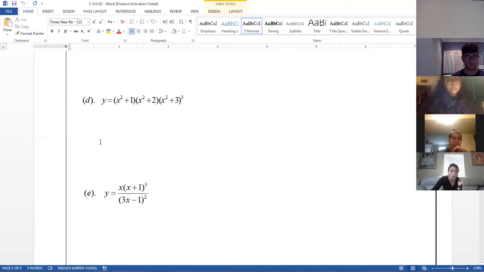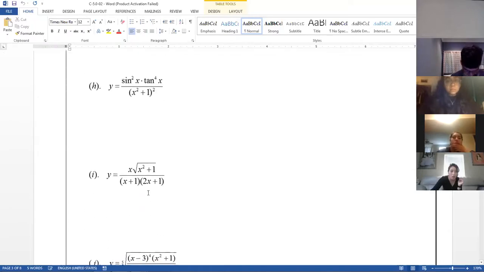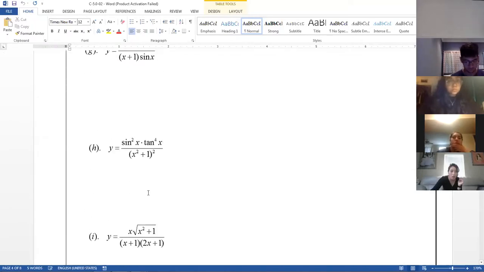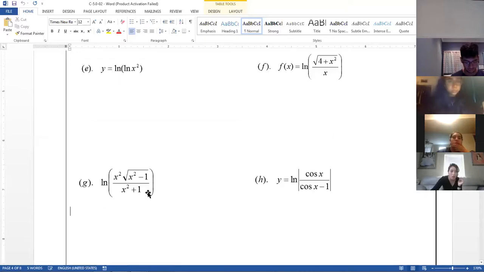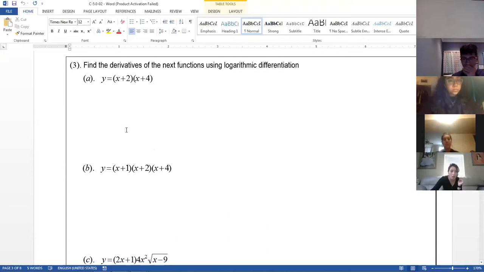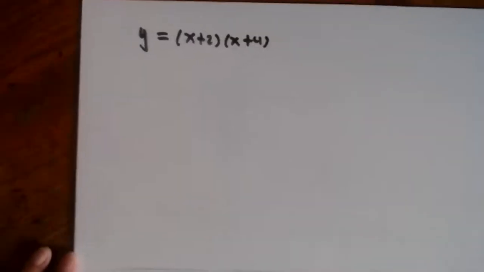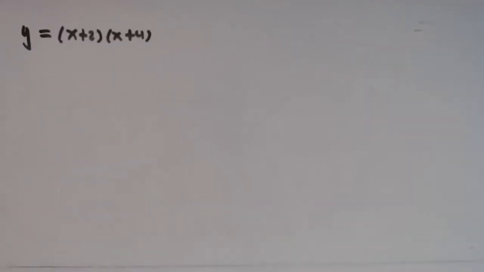You see, these derivatives are going to be very difficult, and more and more. We are going to use the logs to break them, but I'm going to begin with an easy example, this one. So I'm going to have y equals x plus 2 times x plus 4, correct? This is the problem we are going to solve.